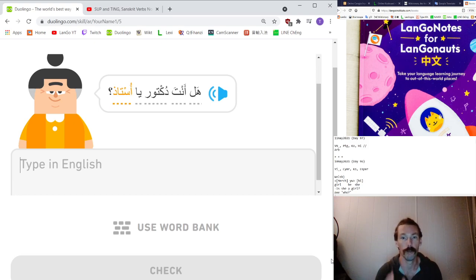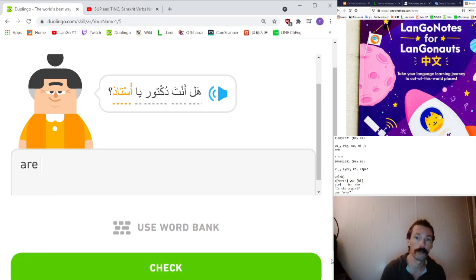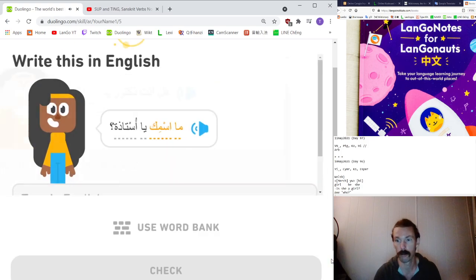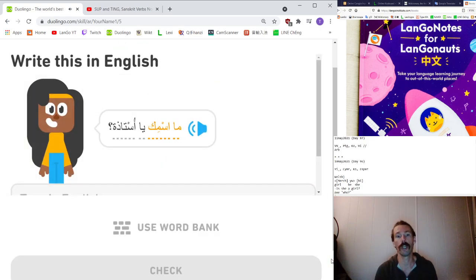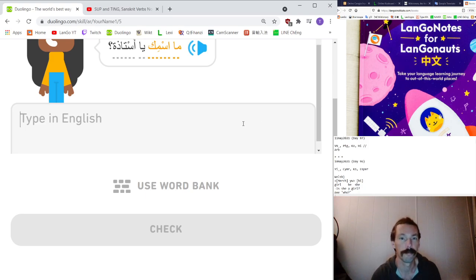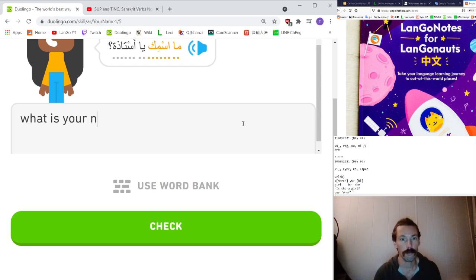Are you a doctor? The predicate in the core of the sentence is expressed with just a noun. The hal at the beginning signals that it's going to be a yes-no question. Yeah is a particle of address when you're turning towards someone and naming them with their name or their title. Professor, question. ما اسمك يا أستاذة؟ Ma is the word for what. What is your name? And then the vocative, addressing someone, professor, female.